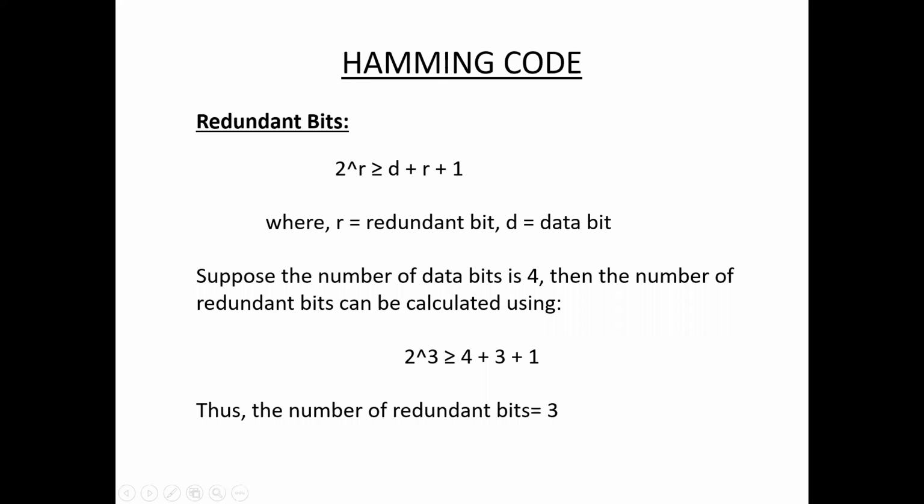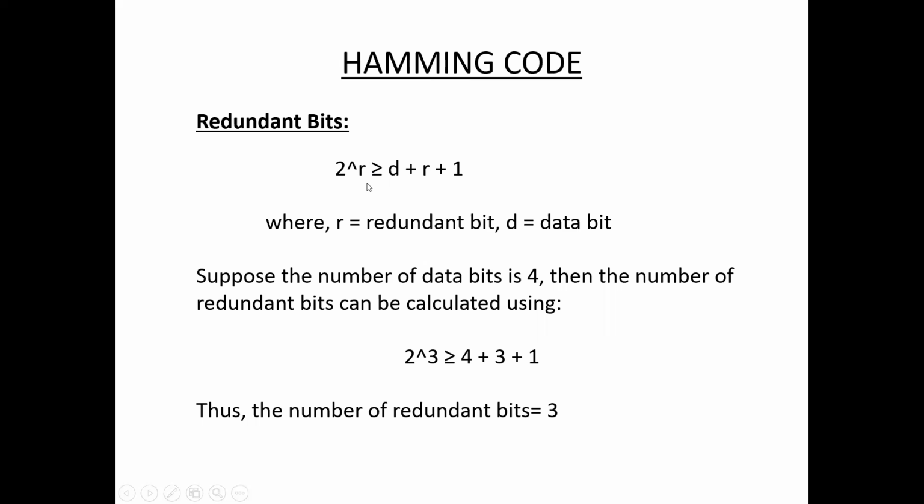Now we discuss this Hamming code. In the Hamming code, first we find the redundant bits. Here, 2^r ≥ d + r + 1, where d is the data bits and r is the redundant bits.